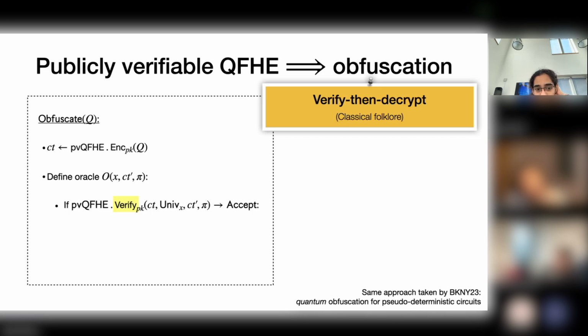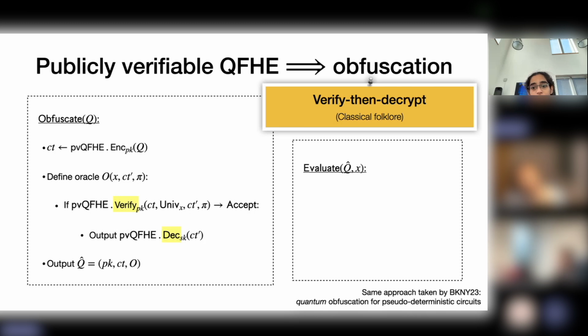Okay, so you verify, and if everything was fine, you output the decryption of CT prime, the evaluated ciphertext. And that's the obfuscation. It consists of the public key, the ciphertext that encrypts Q, and this oracle O. To see why this works, let's look at how you evaluate the obfuscation. You have this obfuscation Q hat, and you're trying to evaluate it on some input X. So you parse it, and then evaluate this universal circuit homomorphically on the ciphertext CT.